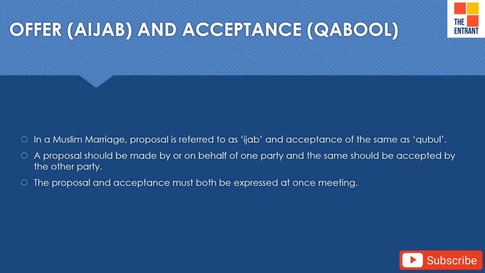In a Muslim marriage, the proposal is referred to as ijab and the acceptance of the same as qubul. A proposal should be made by or on behalf of one party and the same should be accepted by the other party. The proposal and acceptance must both be expressed at one meeting. If a proposal is made at one meeting and the acceptance of the proposal is done in the second meeting, it is not considered as valid.